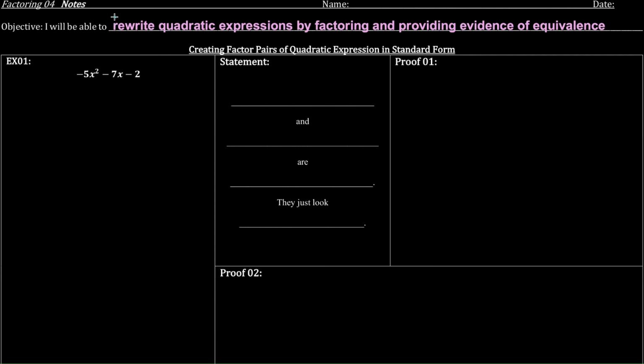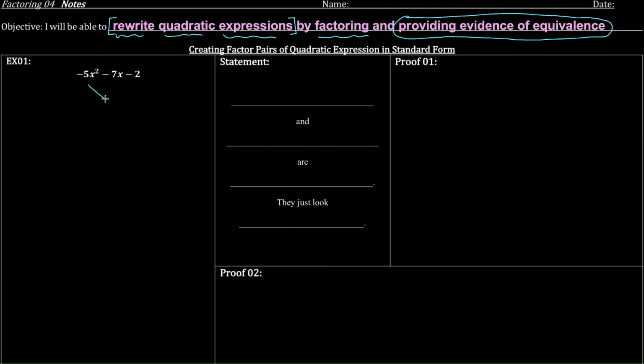Alright, so in this lesson we will rewrite quadratic expressions. We rewrite quadratic expressions by factoring and providing evidence of equivalence. So we'll do the same thing we did in the last lesson as far as rewriting by factoring, but this time we're going to offer some evidence that what we have is correct. So we have this expression, negative 5x squared minus 7x minus 2.